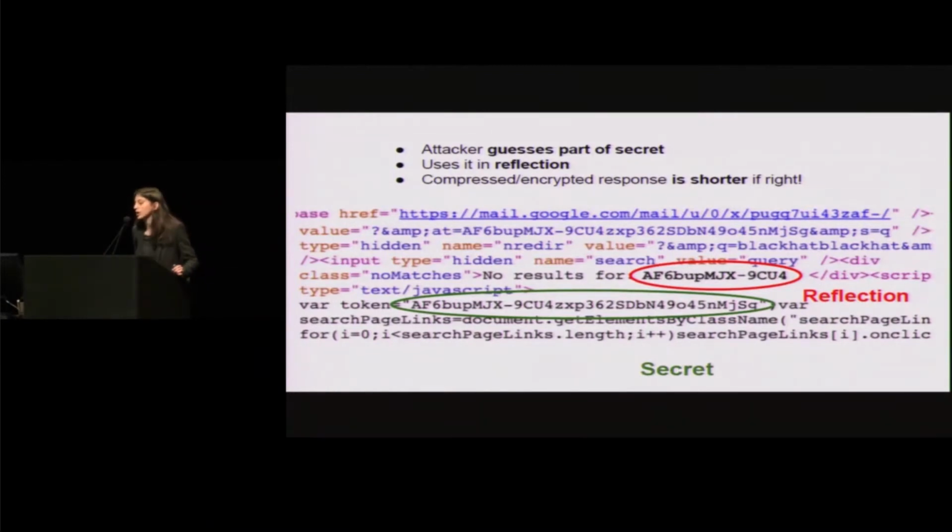And by using the part of the secret the attacker already knows, they can decrypt byte by byte the rest of the secret. So let's say that the attacker already knows the secret up to the capital U and wants to decrypt the 4 here. When the attacker puts the 4 in the reflection, this will result in a shorter response than if he tried another letter.